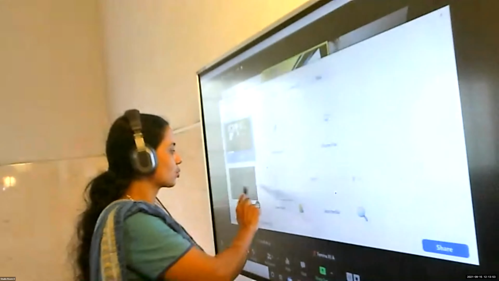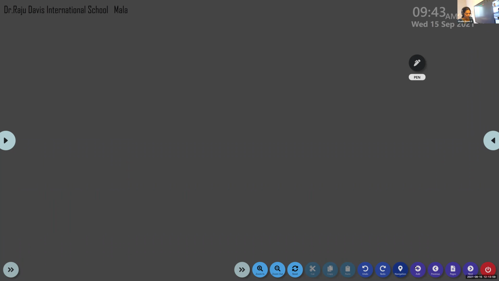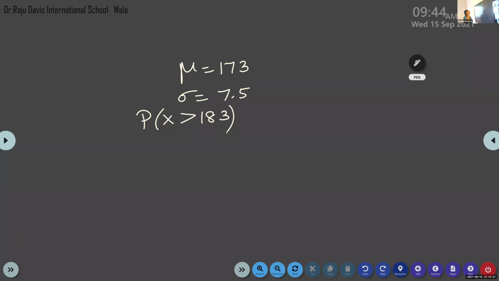Look at this. So actually x values are given, isn't it? X, we can take it as height. The height of 1,000 students are normally distributed with mean mu 173 and the standard deviation sigma is 7.5. We want to find height greater than 183 centimeter. X is greater than 183.